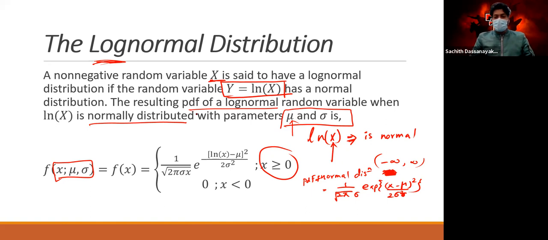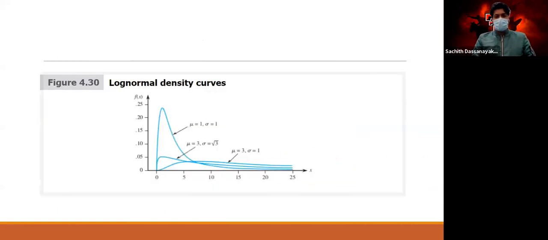So they are very similar. See, here the variable is ln x, because the variable is log normal. Here it is similar but different, because of the ln, because of the log. So it is 0 if x is less than or equal to 0. The log normal distribution looks something like this. It is again a skewed distribution.